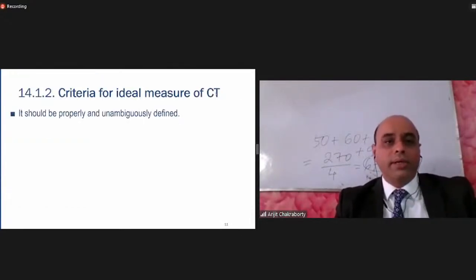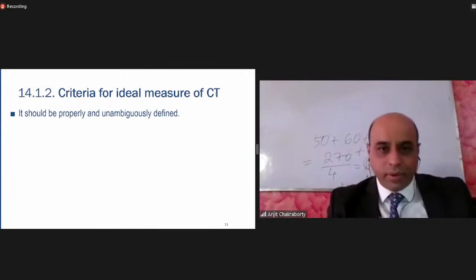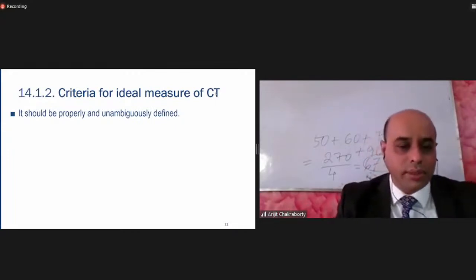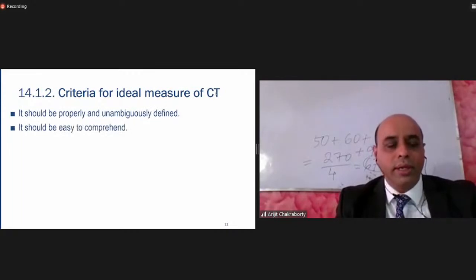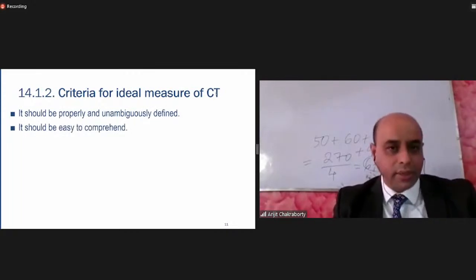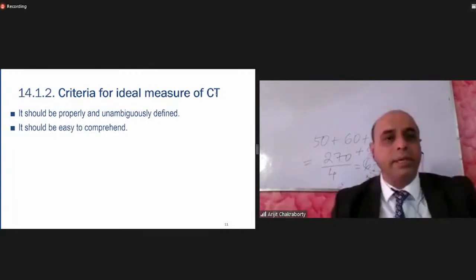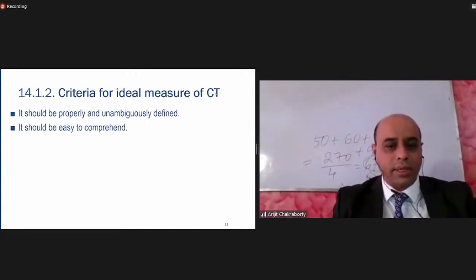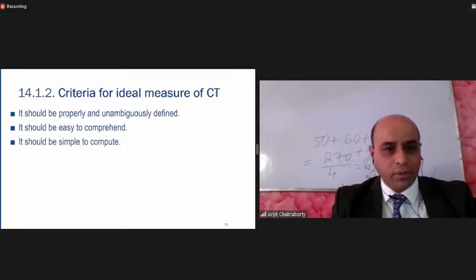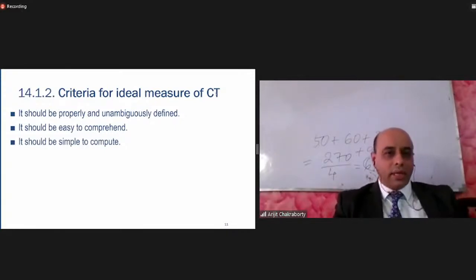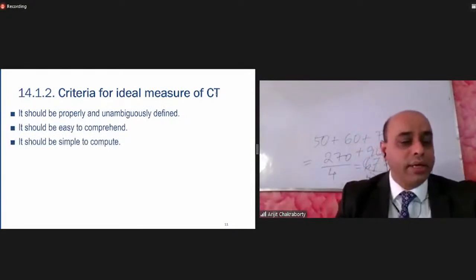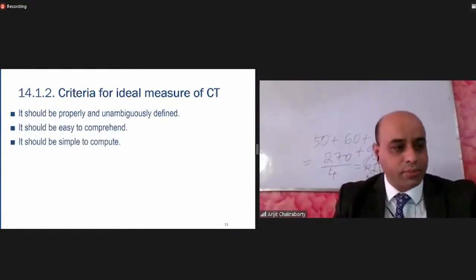Now, you have to note the criteria. Arithmetic mean, or any average score like geometric mean, harmonic mean, median or mode, should be properly defined. This can come as an MCQ also. Number two, it should be easy to comprehend, that means easy to understand; arithmetic mean is an easy concept. Number three, it should be simple to compute; the calculation must not be very difficult.